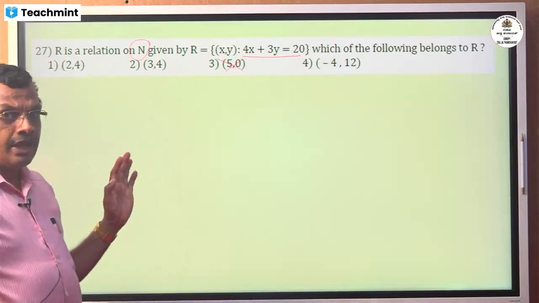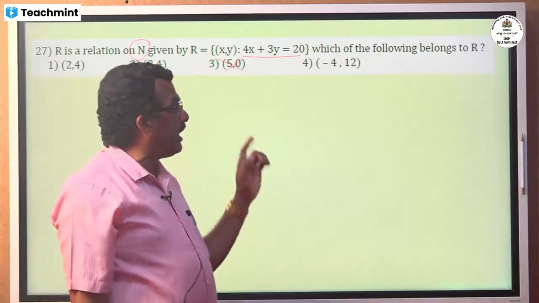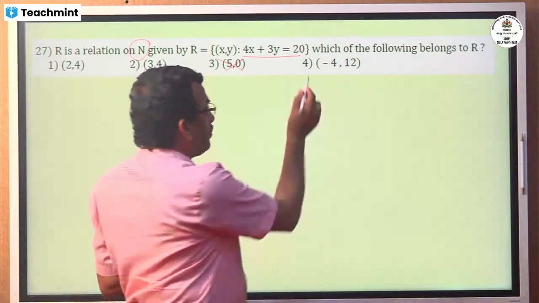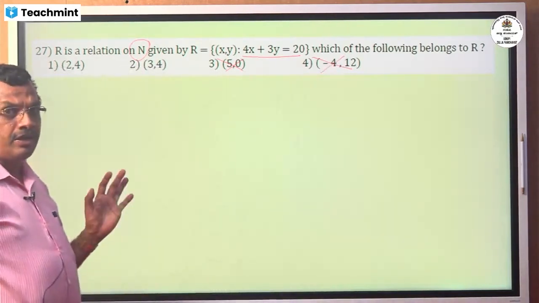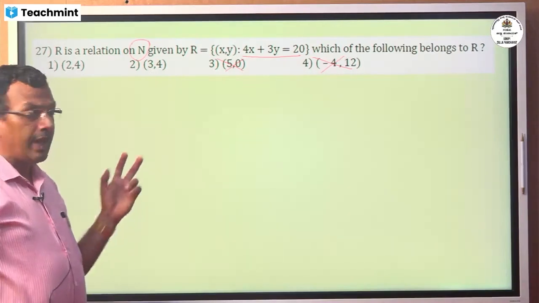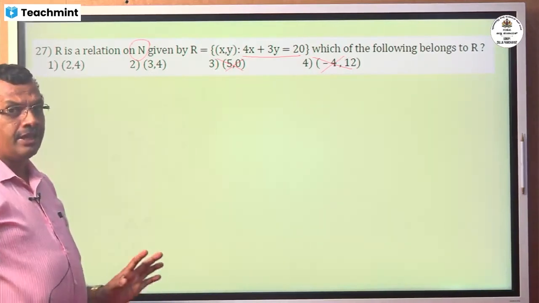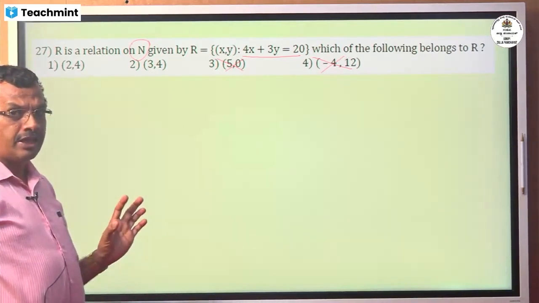And natural numbers do not contain any negative numbers. Here is an option that has a negative number, this also is not possible. Two options are eliminated, two answers are eliminated. This is called the elimination method. Easily we'll get the answer.